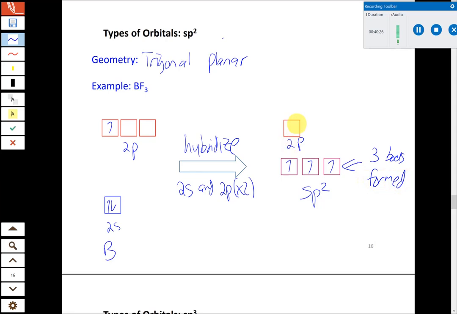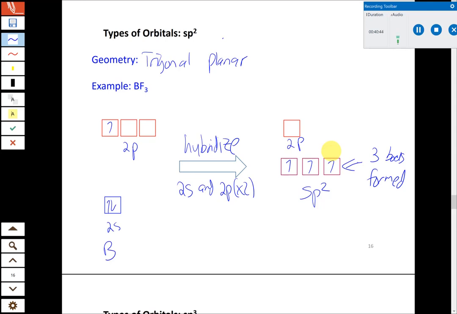And then what you'll have in the molecule also is an empty 2p orbital on boron. So this 2p orbital is going to remain empty, but these three sp2 orbitals are going to have electrons in them, and they're going to overlap with electrons from the fluorine to make the three identical BF bonds that are arranged 120 degrees apart.